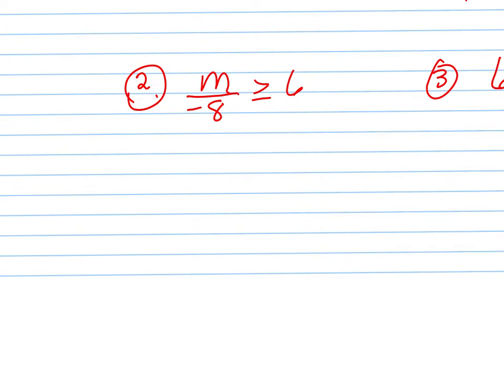Number 2. It says m over negative 8 is greater than or equal to 6. That really says m divided by negative 8 is greater than or equal to 6. Put your wall up. What are they doing to m? So what are we going to do? Both sides by?